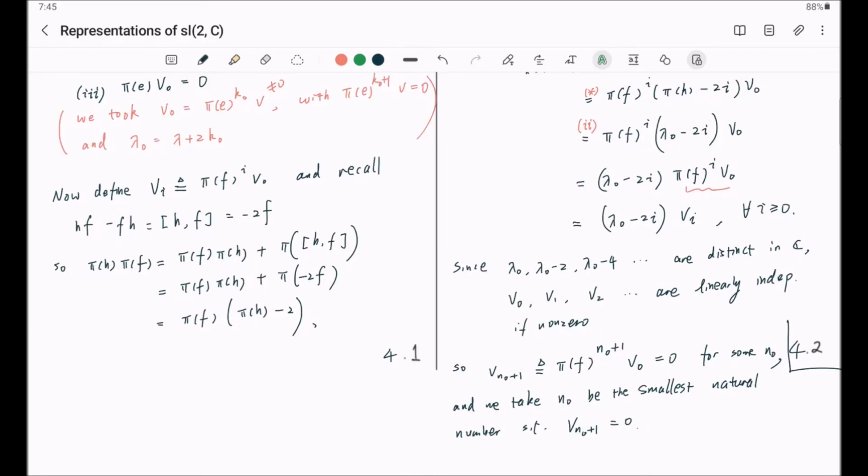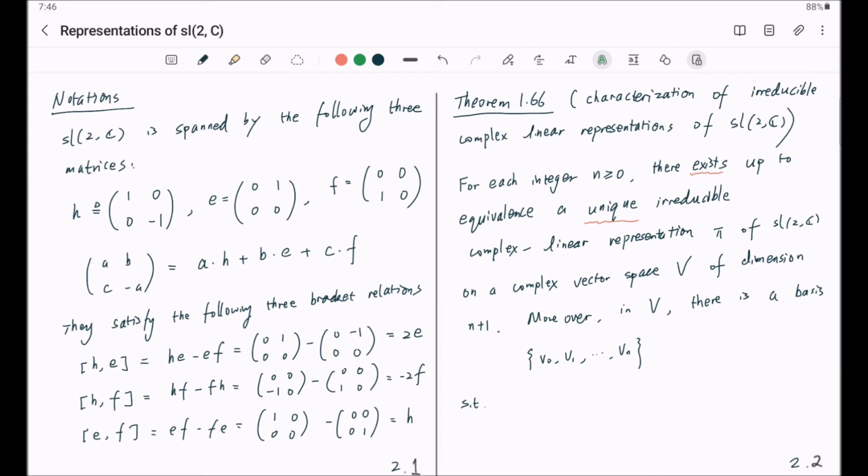We have basically finished the construction part. Next, we're going to verify that v0, v1, v2 all the way through v sub n naught are the vectors we want. And this n naught is precisely equal to this n, where the dimension of the whole space is n plus 1.